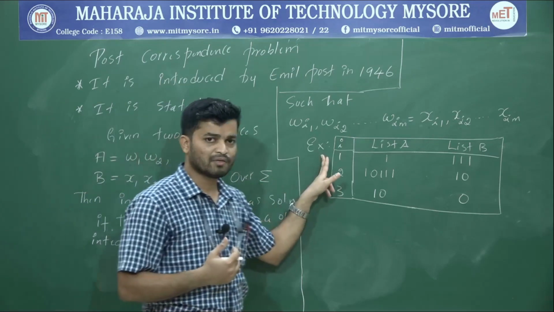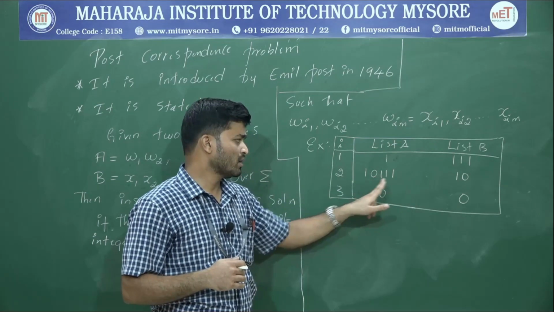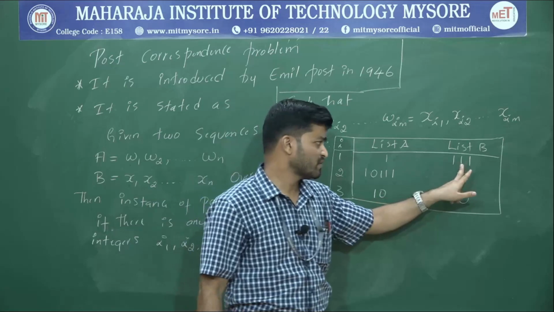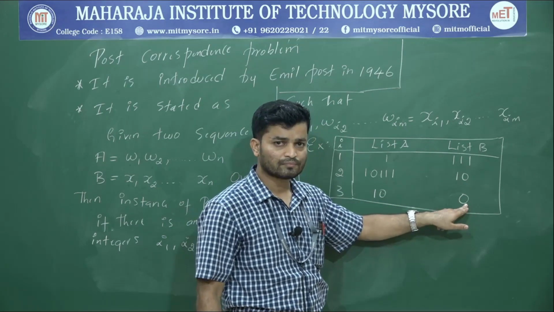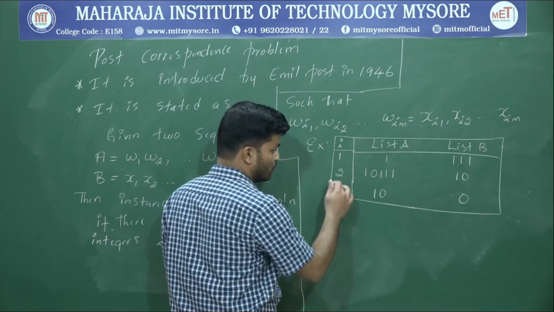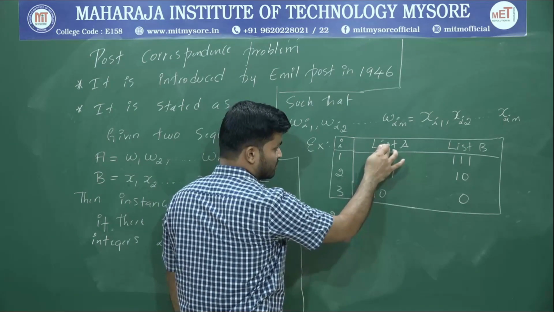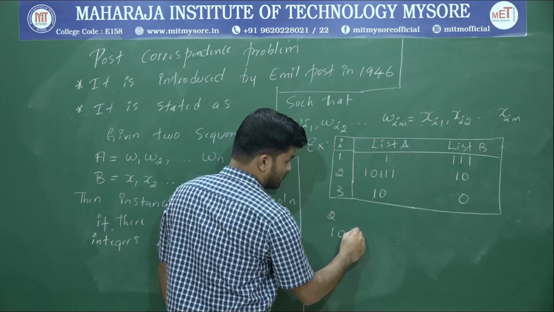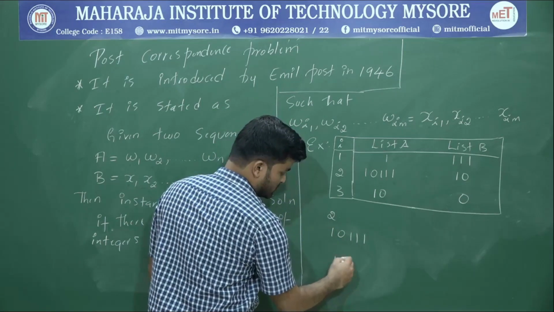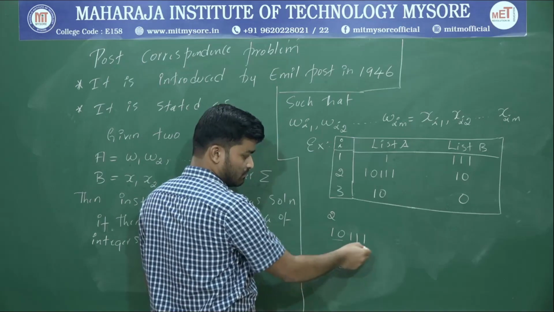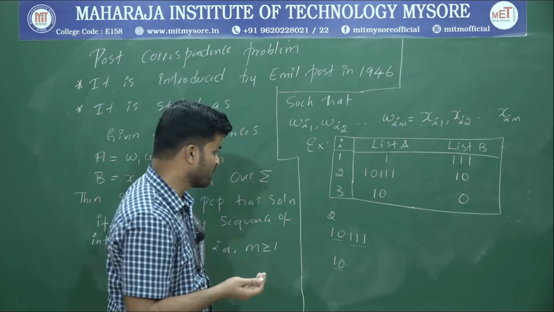Okay, so I am going to explain with a simple example. I have taken the first sequence as 1, 0, 1, 111, 1, 0. The second sequence is 111, 1, 0, and again 0. Now I will start with I value 2. So I value 2 in list A is 1, 0, 111. Whereas in list B it is just 1, 0. So now this is matching, but for this 3 there is no match. For that I have to select some other I value.